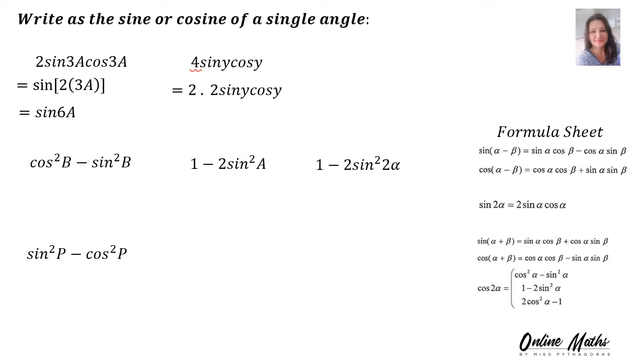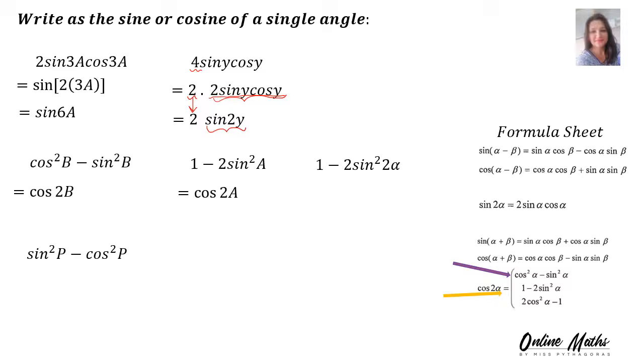4 can be split up into 2 times 2 is 4, and then there's the 2 sin y cos y, which is the double angle, and then this 2 is that 2, and then 2 sin y cos y is the double angle for sin. The next one, cos squared b minus sin squared b, that is the cos double angle, so the answer is cos 2b. The next one, 1 minus 2 sin squared a is the double angle for cos, and it is cos 2a.